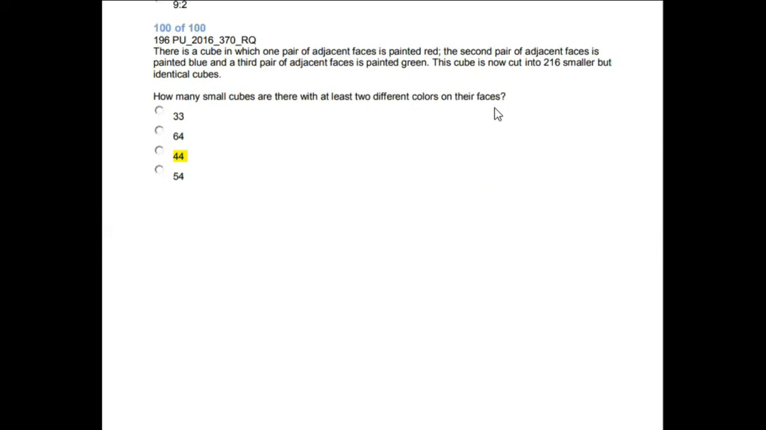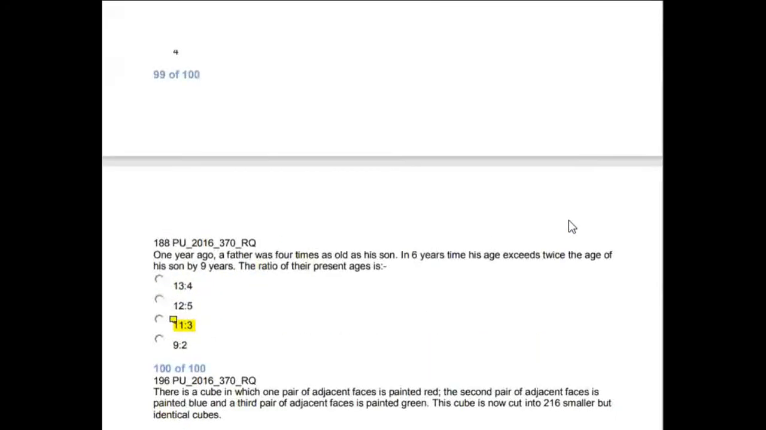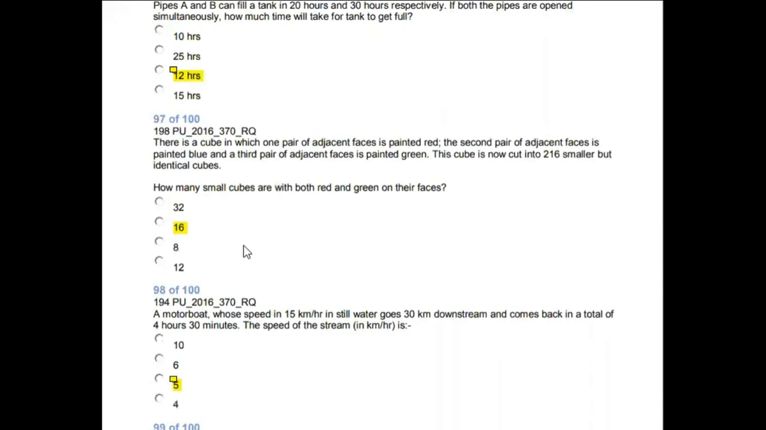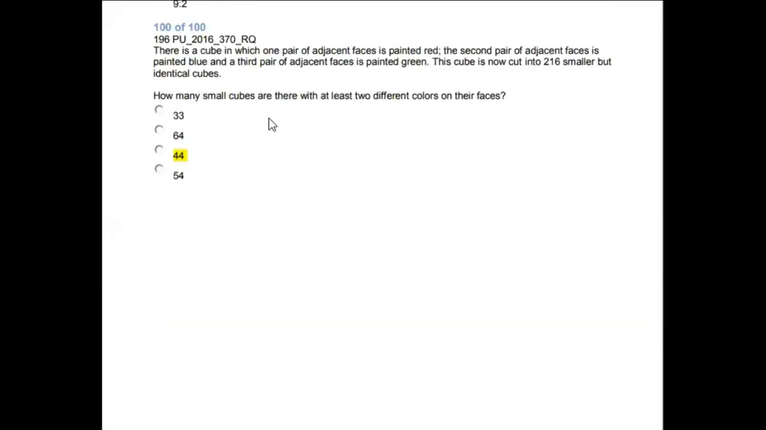Here, the question is the same as the 97th question, with a small change in the condition. All other required conditions are the same. How many small cubes are with both red and green on their faces? But here, the question is, how many small cubes are there with at least two different colors on their faces? To find the answer, it's very simple. Just draw the structure, and after drawing the structure we will get the answer. It's very simple.